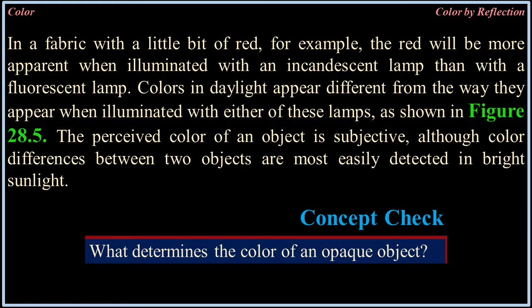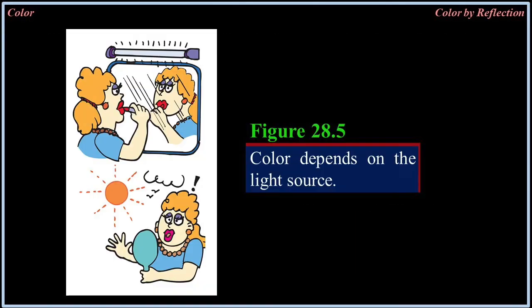Colors in daylight appear different from the way they appear when illuminated with either of these lamps, as shown in figure 28.5. The perceived color of an object is subjective, although color differences between two objects are most easily detected in bright sunlight. Concept check. What determines the color of an opaque object? 28.5. Color depends on the light source.